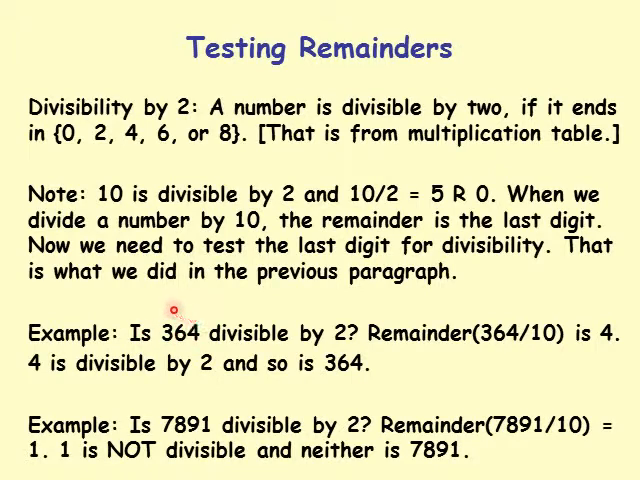Example: is 364 divisible by 2? The remainder of 364 divided by 10 is 4, and 4 is divisible by 2, and so is 364, because 4 is 2 times 2. Example: is 7891 divisible by 2? Remember, the remainder of 7891 divided by 10 is 1, the last digit, and 1 is not divisible.